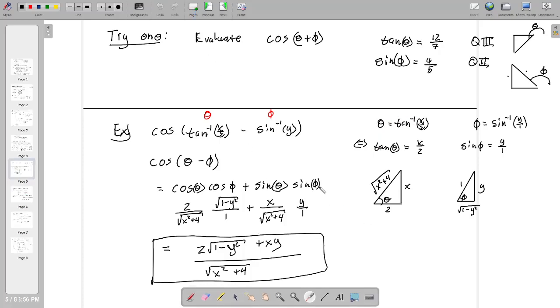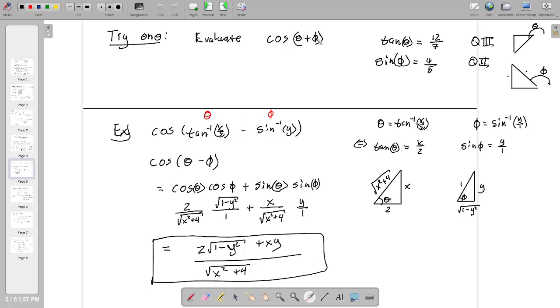I want to make one more observation. Notice here that our angles are tangent inverse of x over 2 and sine inverse of y. Because our inverse trig functions have restricted ranges, the theta here is limited to either quadrant 1 or quadrant 4, and phi here is limited to quadrant 1 or quadrant 4 because the restricted range of tangent inverse is in quadrant 1 or quadrant 4. Similarly, the restricted range of sine inverse is also in quadrant 1 or quadrant 4. So these two angles are limited to either quadrant 1 or quadrant 4.